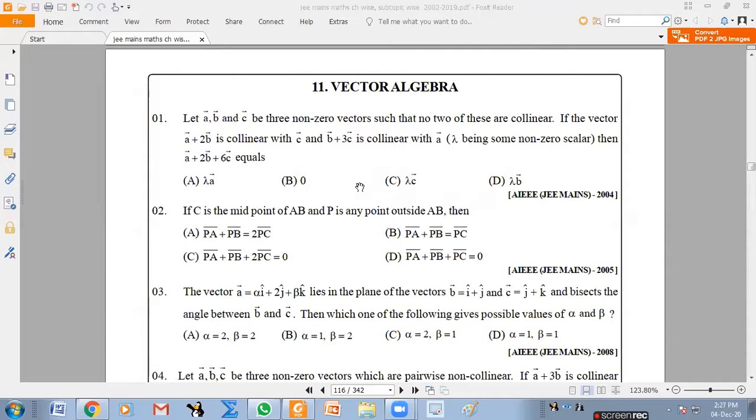B plus 3C is equal to some mu into A bar. And they said A, B, C are non-zero vectors such that no two of them are collinear. I can subtract these two in such a way that I eliminate B. When I eliminate B, 2B will cancel. I'll get A minus 6C is equal to lambda C minus 2 mu A. When I bring one side, I'll get (1 plus 2 mu) times A bar minus (6 plus lambda) into C bar equal to 0.